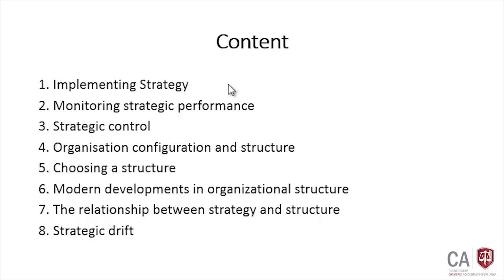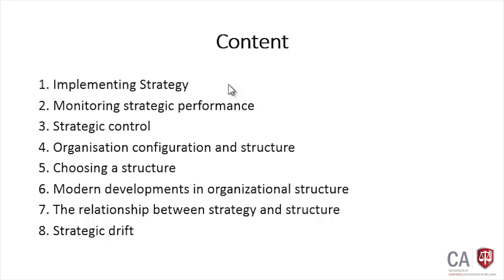So first of all, we'll look at the content of chapter number 7. First of all, we'll discuss implementing strategy, how we can implement the strategy and what the concerns are. Then topics number 2 and 3 cover the controlling part. So we look at monitoring strategic performance and strategic control. Then we will discuss the different types of structures we have to consider when you implement the strategy, that is topic number 4, covering organization configuration and structure.